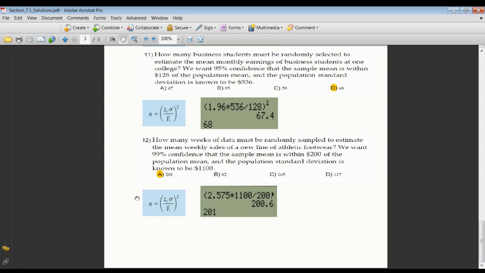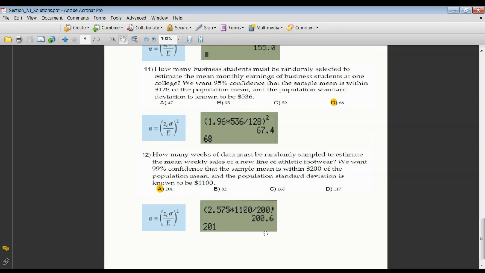So obviously you've got to have a formula by your side. The z-score that's associated with 99%, there it is, 2.575, times sigma, which is given to you as 1100. And the error, you want to be within $200. What you can't see here is that at the very end, I squared this quotient. And 200.6 rounds up to 201. Didn't matter if that was a 6, a 4, a 3, or an 8. Anything other than 0, I'm kicking this up 1.